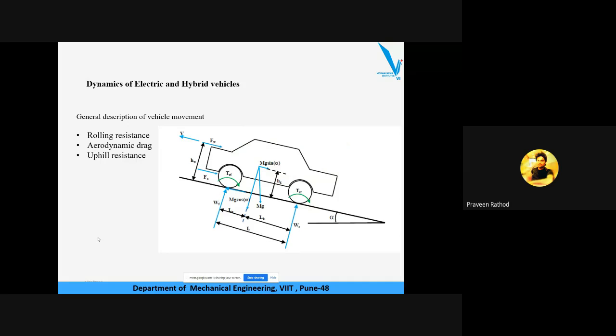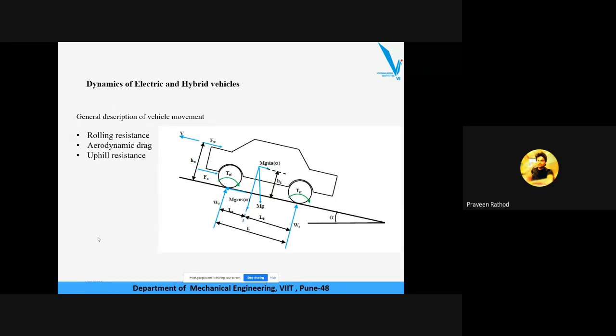Coming to the general description of the vehicle, this is the most important part of this chapter. First we need to understand the introduction. We also call it the dynamics of electric and hybrid vehicles, or motion and dynamic equations for vehicles. Many equations we need to write down, whenever we derive an equation for front wheel drive, maximum tractive effort and maximum acceleration for front wheel drive, similarly for the rear wheel drive.